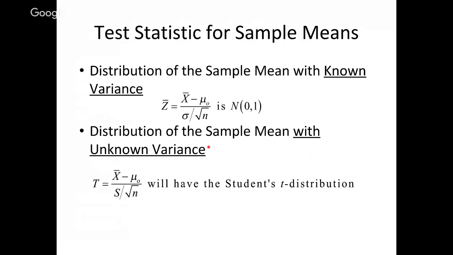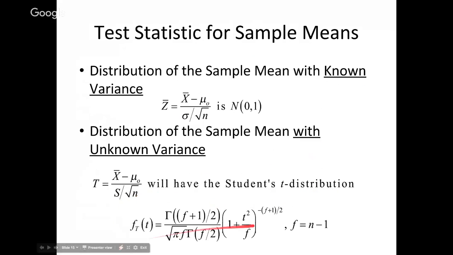In the situation where we don't know the population variance and we want to do some hypothesis testing about the sample mean, we need to use the t-statistic, because in that case, we're substituting the sample standard deviation for the population standard deviation in that formula. And we know that this t-statistic will have the student's t-distribution. And so instead of it being normally distributed, it's going to have a student's t-distribution.